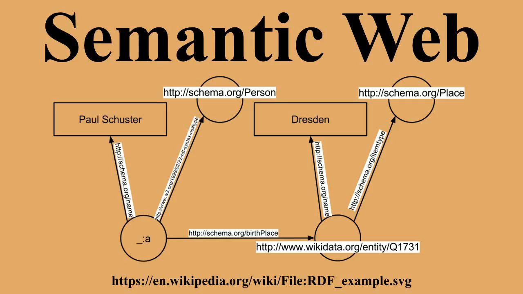OWL adds more vocabulary for describing properties and classes, among others, relations between classes, cardinality, equality, richer typing of properties, characteristics of properties, and enumerated classes. SPARQL is a protocol and query language for semantic web data sources. RIF is the W3C Rule Interchange Format. It's an XML language for expressing web rules that computers can execute. RIF provides multiple versions, called dialects. It includes a RIF Basic Logic dialect and RIF Production Rules dialect.